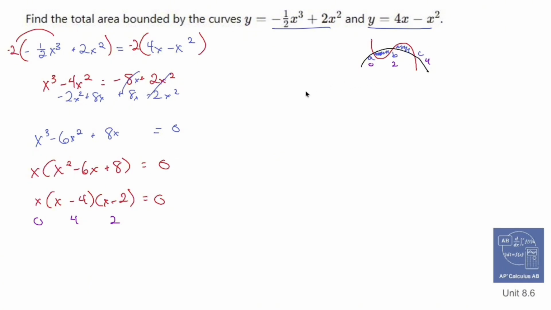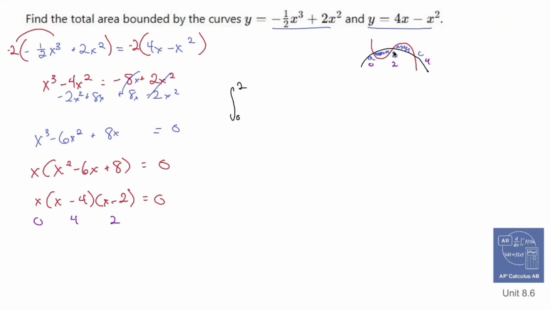All right, now I'm going to set up my integrals. I'm just going to set them up and write everything out. Integral number 1 is going to be from 0 to 2, and according to my rough draft, I'm hoping that the parabola is the one on top and the cubic is the one on the bottom.